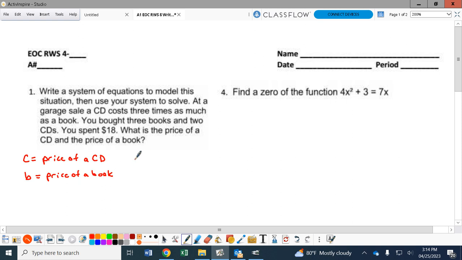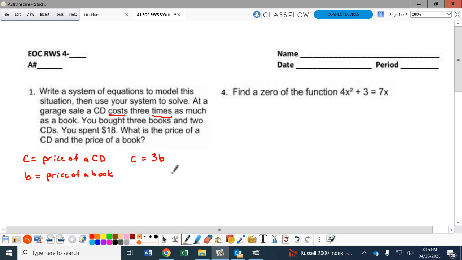Okay. You're going to use your 2 sentences up here. It says the CD cost. So cost is like saying it equals that. So it's going to be C equals 3 times as much as a book. So 3 times as much a book means we're going to be multiplying 3 times whatever the cost of the book is, which we're representing by B.